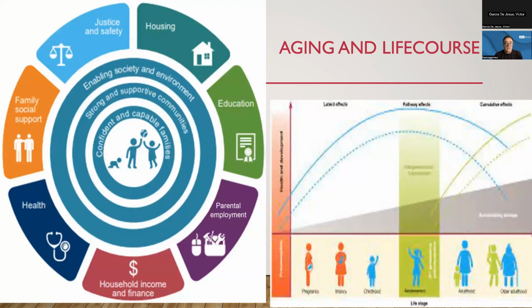So this is just a very nice example of all the areas that we can look at, especially from pregnancy, infancy, childhood, adolescence, adulthood, and older adults, right? So it's based on age and based on risk, and really dealing with all these issues of an enabling society and environment with strong and supportive communities and confident and capable families. And these are the areas where we play a big role in really following the life course.